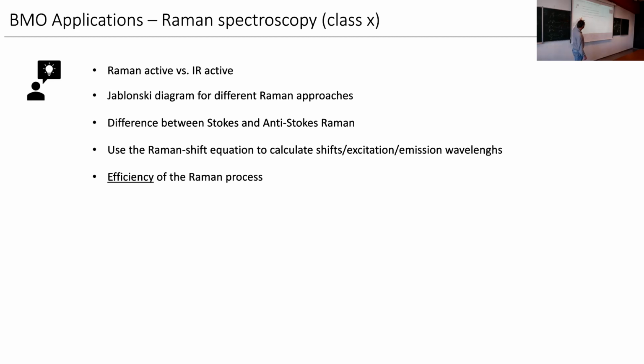I want you to be able to do a calculation of the Raman shift. So if I give you an excitation wavelength and a Raman shift, can you then calculate the emission wavelength? Or if I give you the emission wavelength and a Raman shift? And we talked about it just a moment ago, the efficiency of the Raman process is really, really low. So you should also know that.